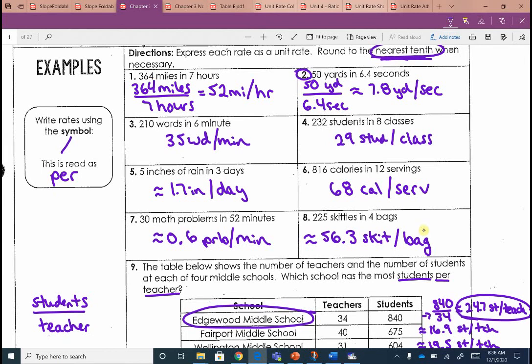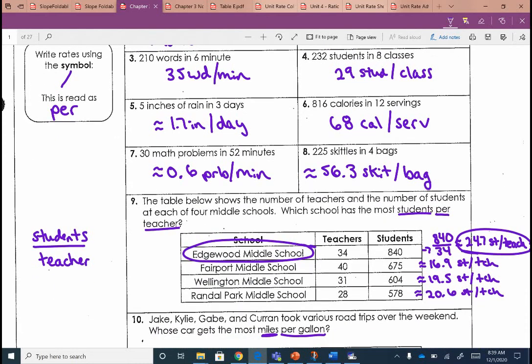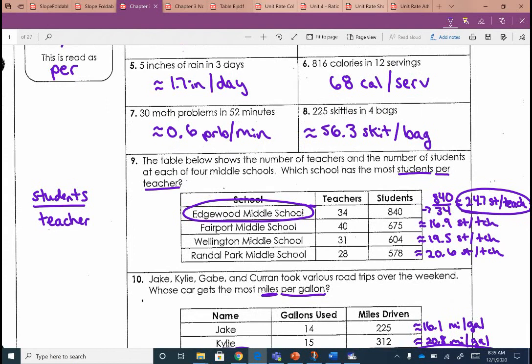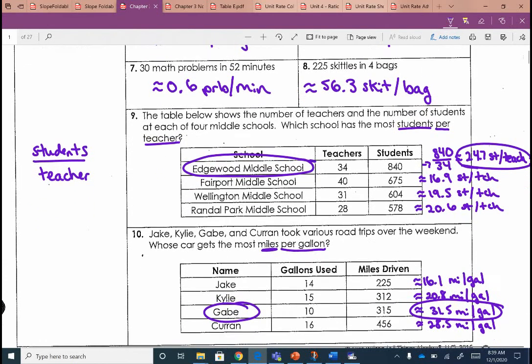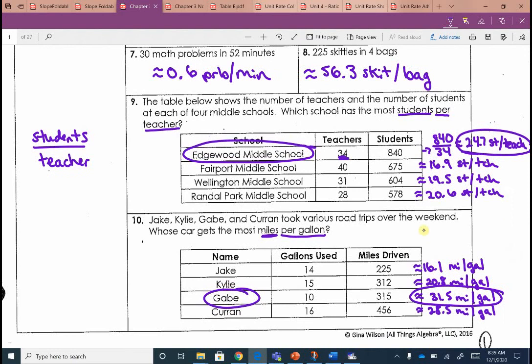So if you need to pause at any time, I'm just going to scroll through so you can check your answers. Be careful in numbers 9 and 10. It's not just always going to be the first number divided by the second number. You want students per teacher. So you have to take the number of students divided by the number of teachers. Same in number 10, miles per gallon. You have to do the number of miles divided by the number of gallons.